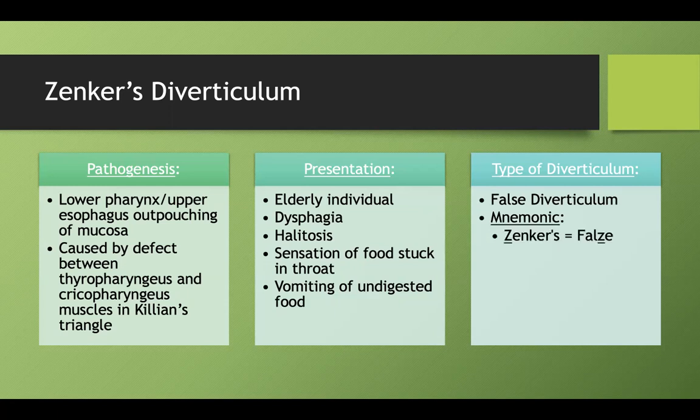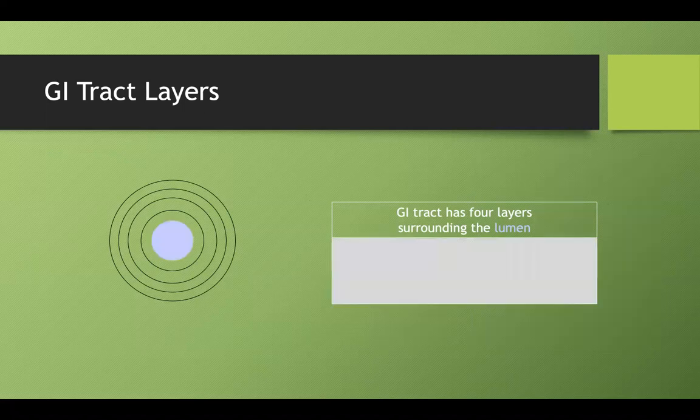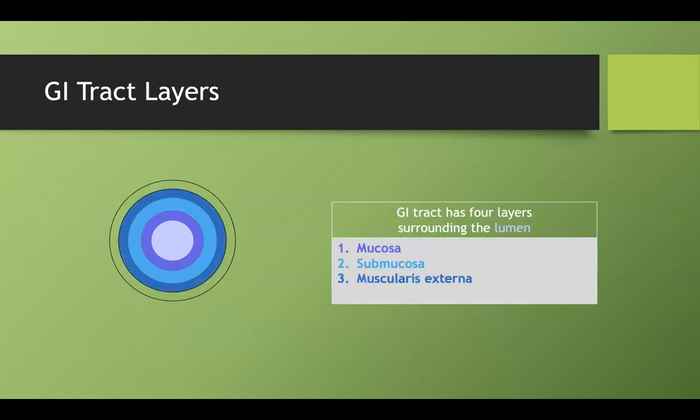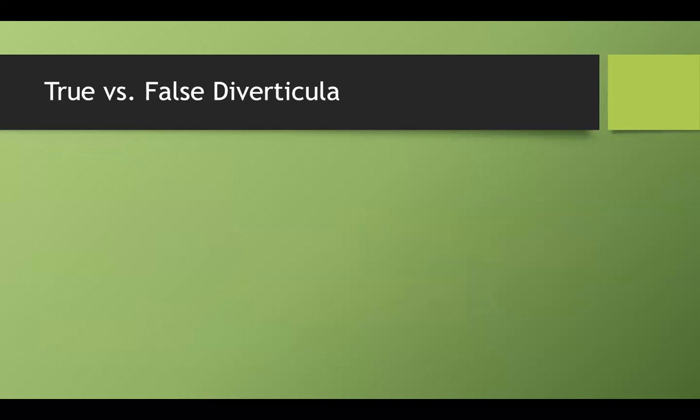How I remember this is a false one is that the Z in Zenker's, I think of Zenker's for falls to remind me. We're going to see this in a few different lectures, so it's good to kind of go over what a true diverticulum is and a false diverticulum. From our GI intro series, we talked about the different layers of the GI tract. We have our lumen, our mucosa, our submucosa, our muscular layer, and then we have either the serosa or the adventitia, depending on where you're at.